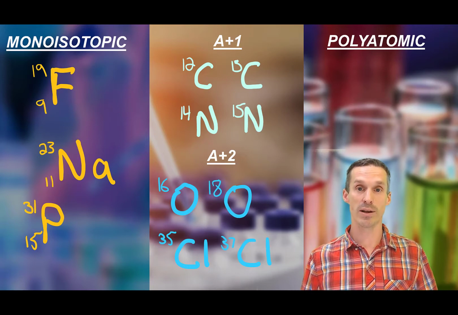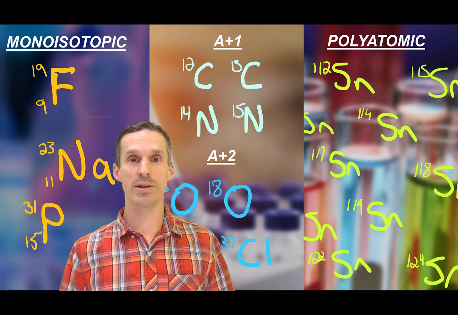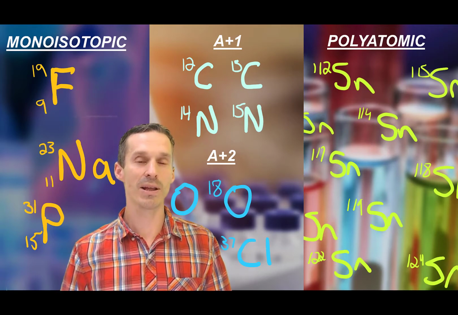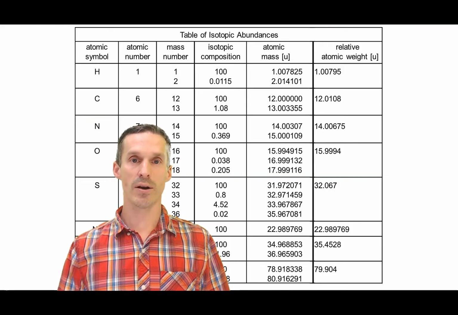Chlorine definitely only has 2 isotopes. Now most of the periodic table actually falls into this category here where they have like multiple isotopes. We're usually not going to be thinking about them, at least for the calculations that we're dealing with in this class.